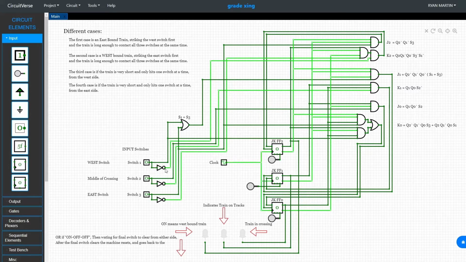We have them inverted. For some cases we need that. We have an OR gate here, a couple AND gates, various input sizes, another OR gate, 3 JK flip-flops. The Q's of these are outputs.